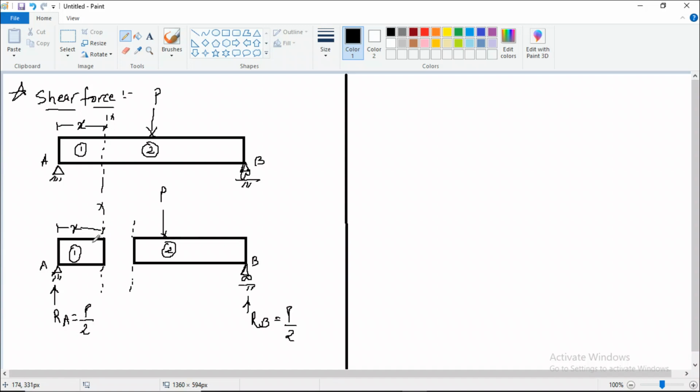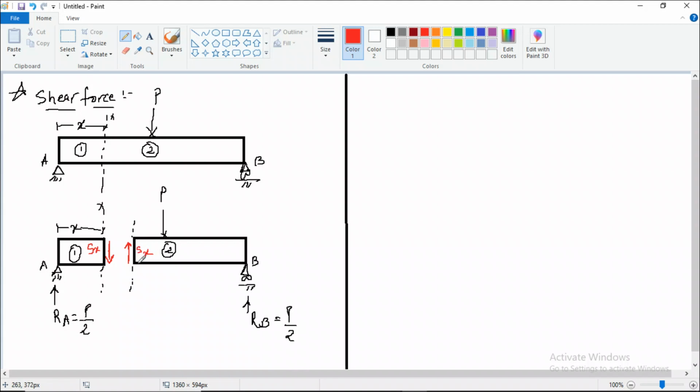Now if we consider the left hand free body diagram, to maintain this left hand side free body in equilibrium, we need to apply an internal force Sx at this section. So if we want this left hand part to be in equilibrium, we need to apply a force here to balance the vertical reaction. So let us say this force we apply, the name is Sx. The same force will be applied here also because it is the same line. So Sx is applied at this section line.